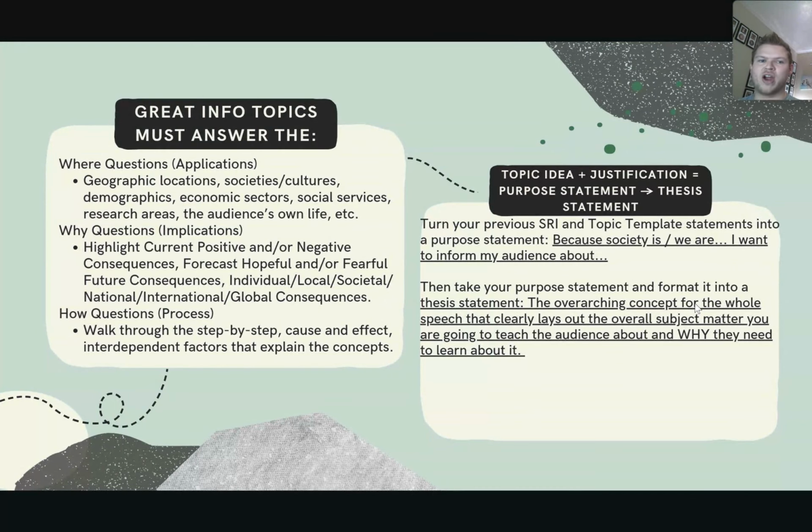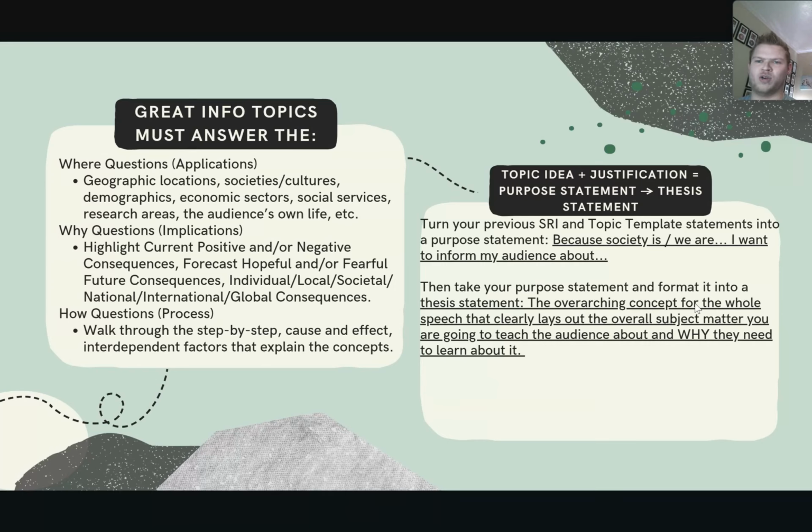Then we have the where questions, which is applications. Where do we see this in the real world? Where do we see it geographically around the world? What societies and cultures? What types of people, what demographics? What parts of the economy, social services, research? What parts of the audience's own life do they see this topic manifesting in? Or could they see it if they were more aware of it?